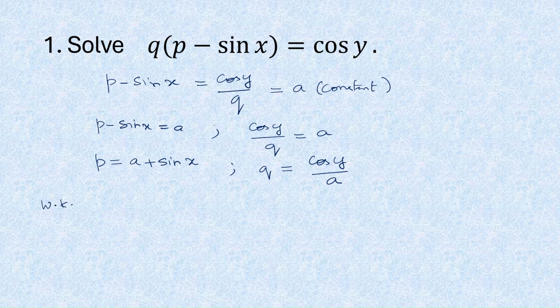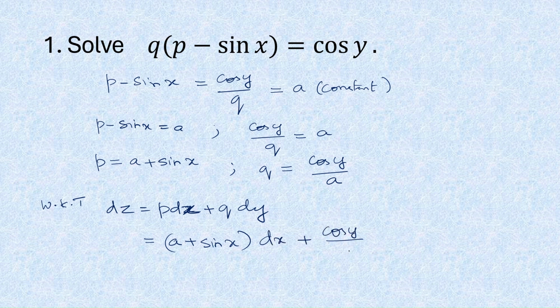Now again we have to remember this equation: dz is equal to p dx plus q dy. So in p dx plus q dy, p can be substituted as a plus sin x into dx plus q is cos y divided by a into dy. This is the reason why we are separating p and x on one side and q and y on the other side. This p will give you a function of x alone. Again q will give you a function of y alone along with the given arbitrary constant.